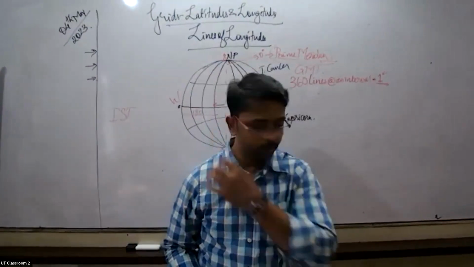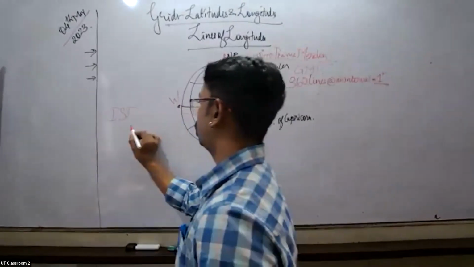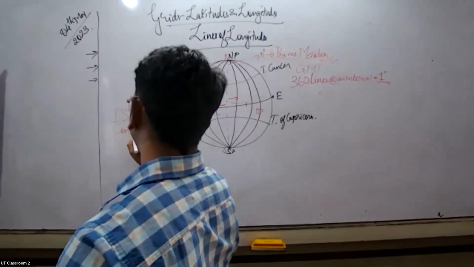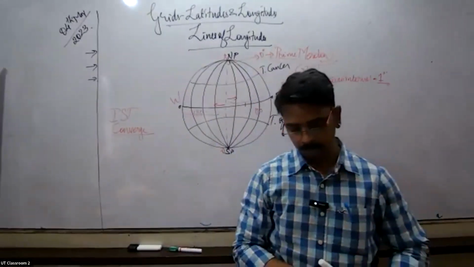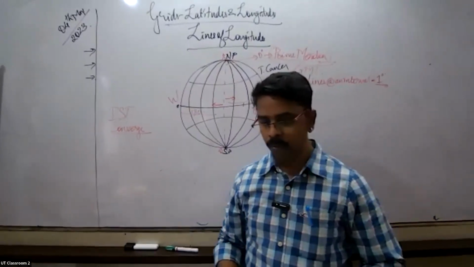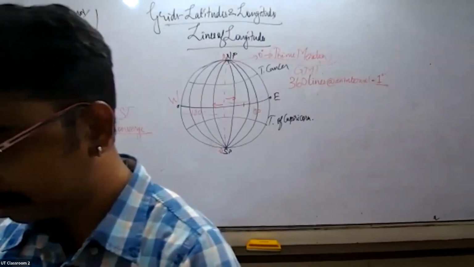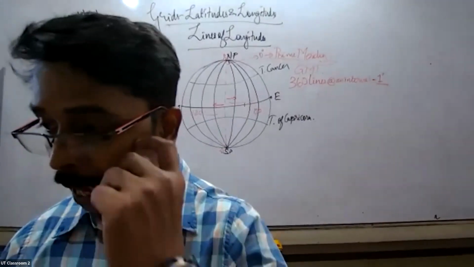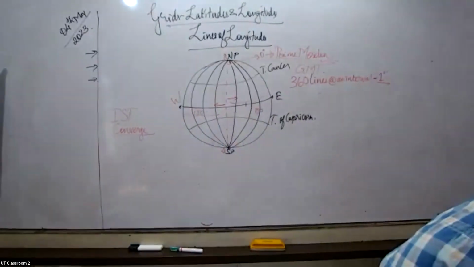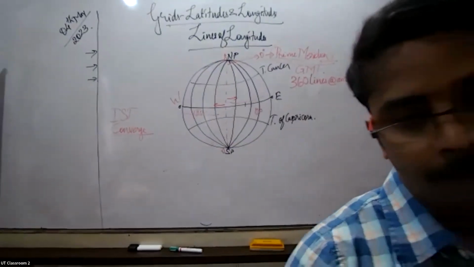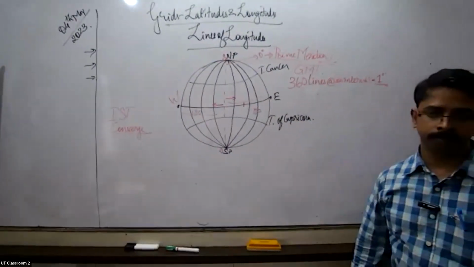Lastly, all meridians of longitude converge. What is converge? Meet. At the poles, and are thus of equal length. So draw this diagram as it is in your notebook.